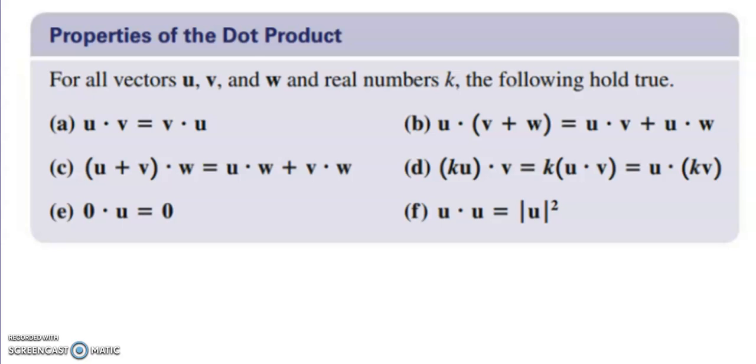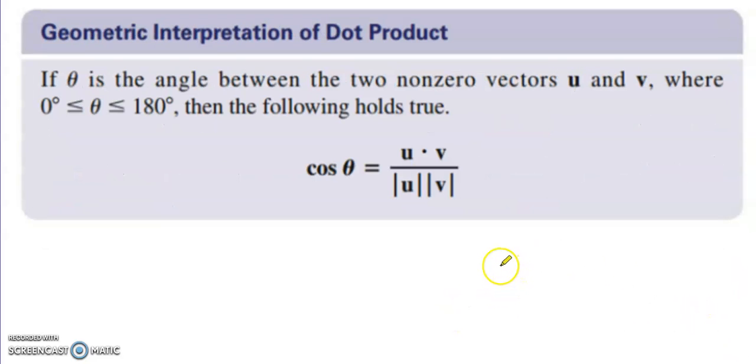Boom. So not bad. And then we can use this. Why do we care about dot product? Well, we can use the dot product to find the direction of our vector. So if theta is the angle between two non-zero vectors, so I'm going to give you two vectors, neither of them are going to be a 0, and theta is between 0 and 180, then the following holds true: the angle between those vectors can be found by doing u dot v all over magnitude of u times the magnitude of v. So that's what we are going to do with this.